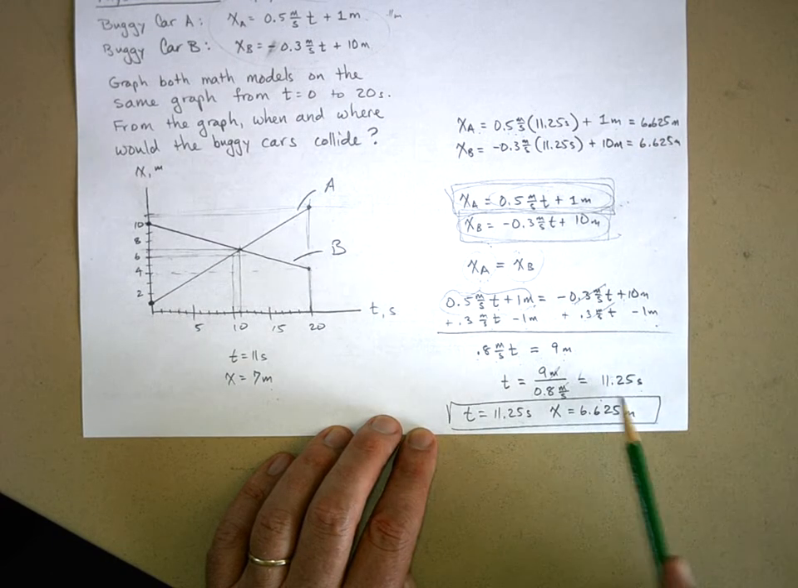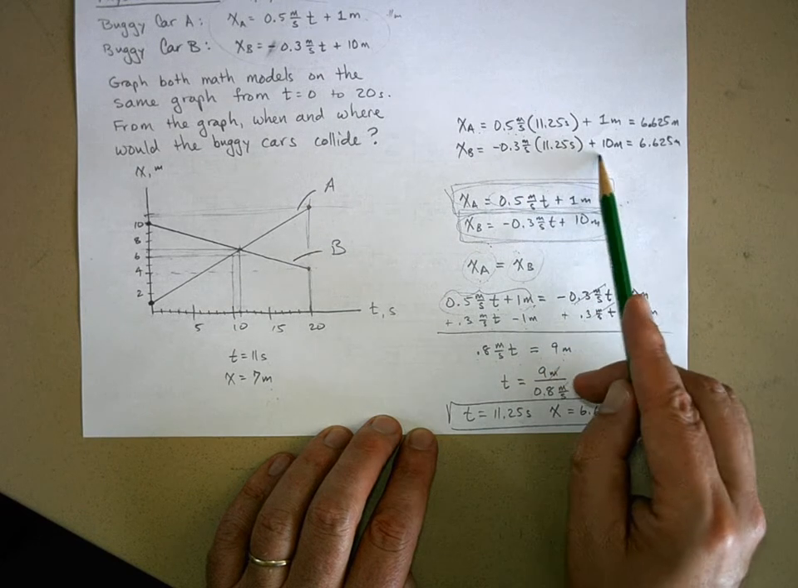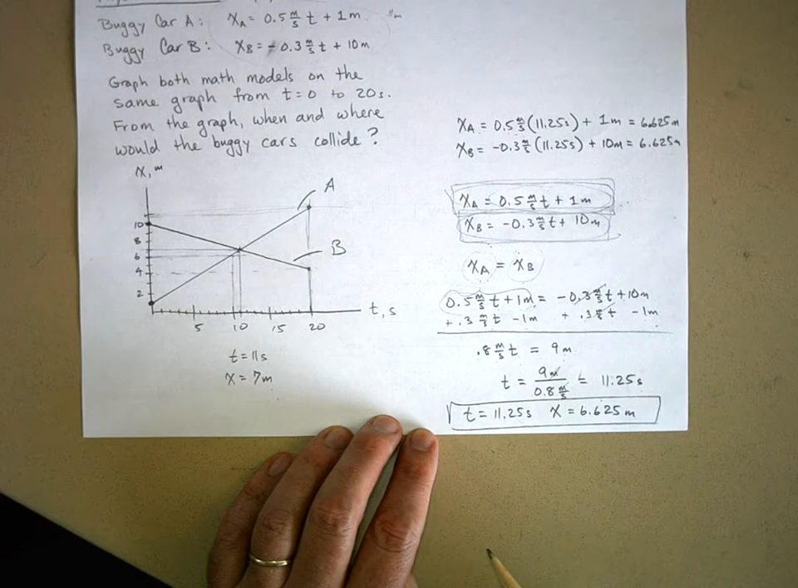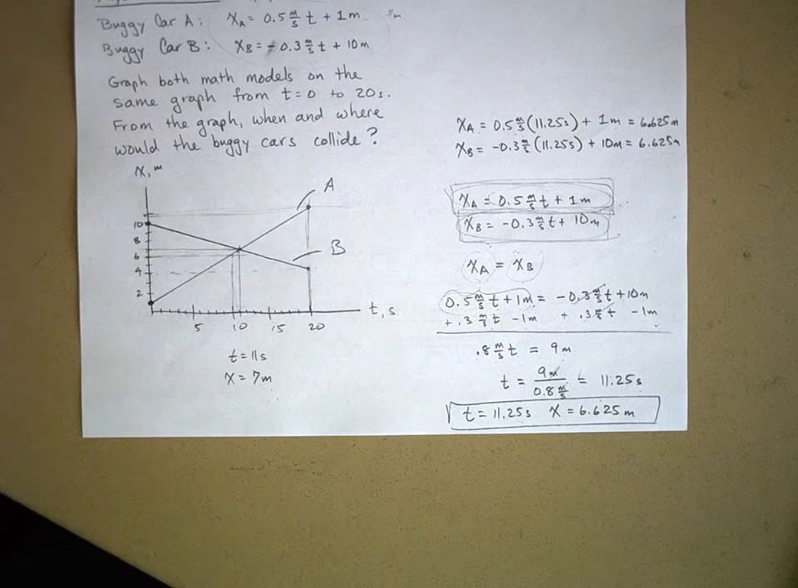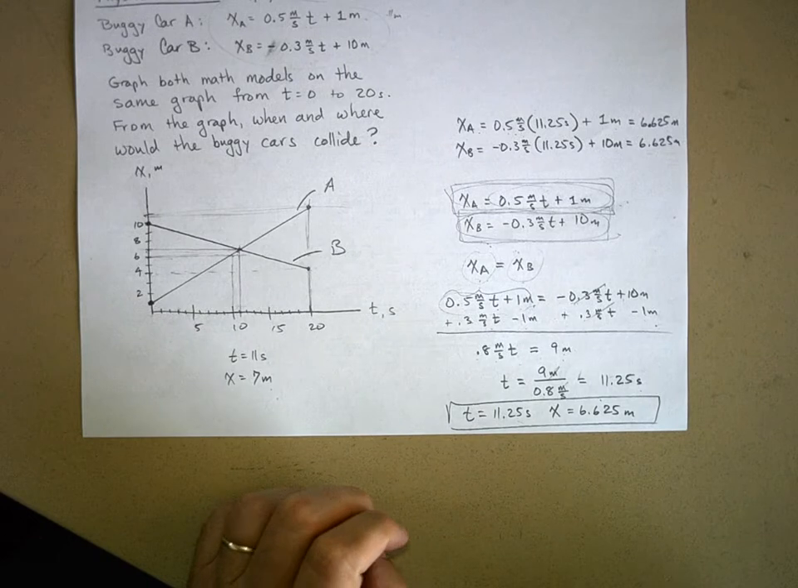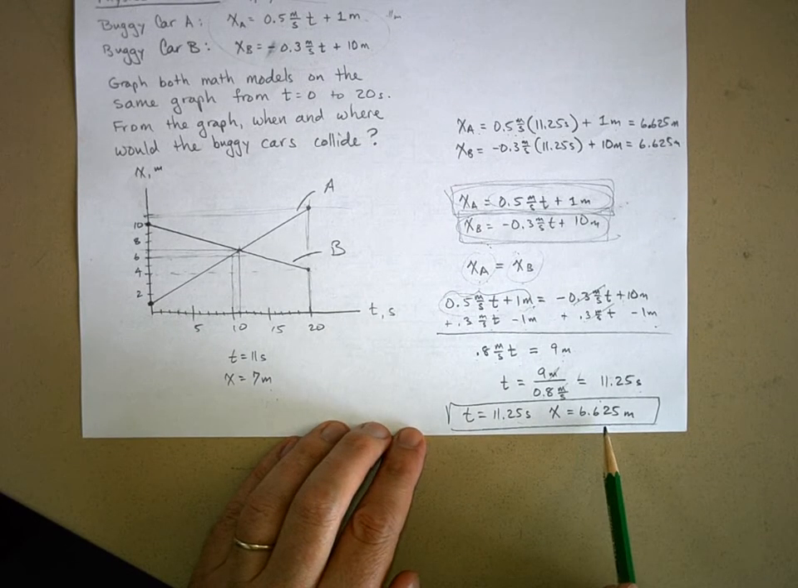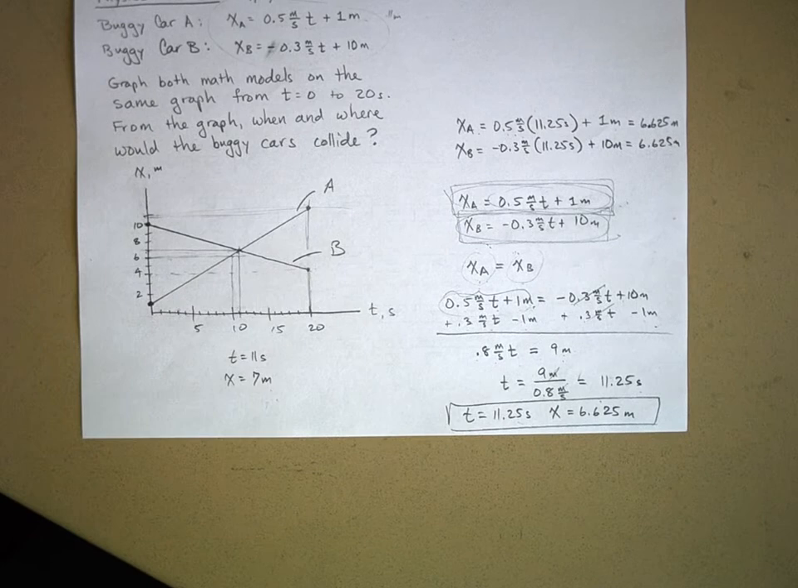If I take that time and plug it into the equation for car B, lo and behold, I get the same answer. What does that mean? It's right. Yeah, I did it right. Good for me. I feel good about myself now. All right. Now, my final position, or the position when the cars hit each other, or maybe they'll miss each other and just pass each other by, is 6.625 meters.